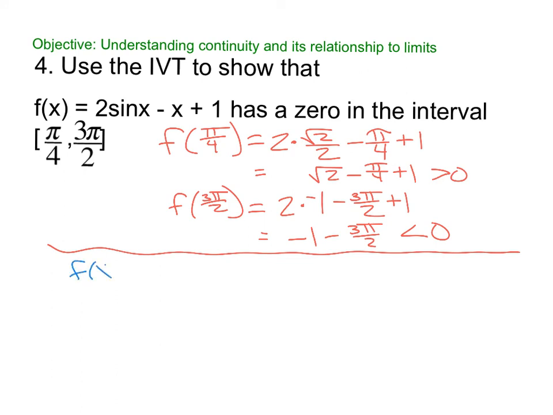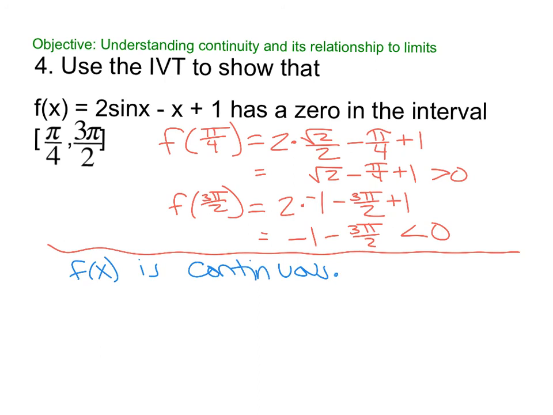f of x is continuous. I always start with that. And you don't really have to say why, as long as you say it and you've convinced yourself, because the AP people just want to know that you know. You don't have to be like, well, it's a polynomial and blah, blah, blah, or sine is continuous everywhere. You don't have to go into it. You just have to say it.